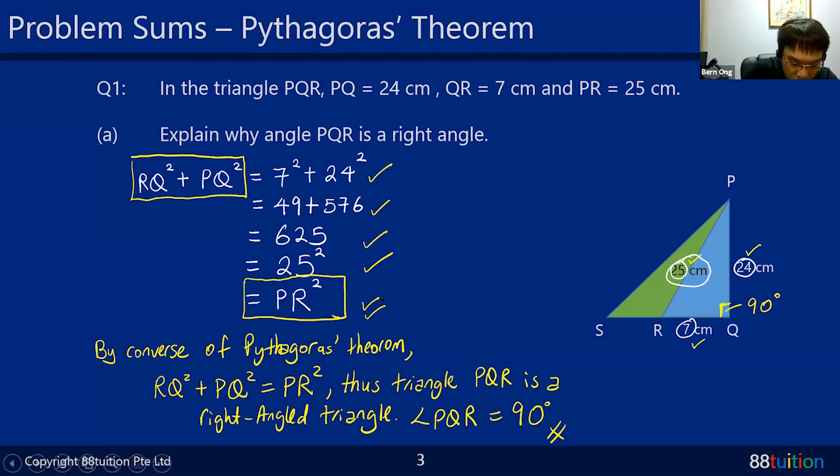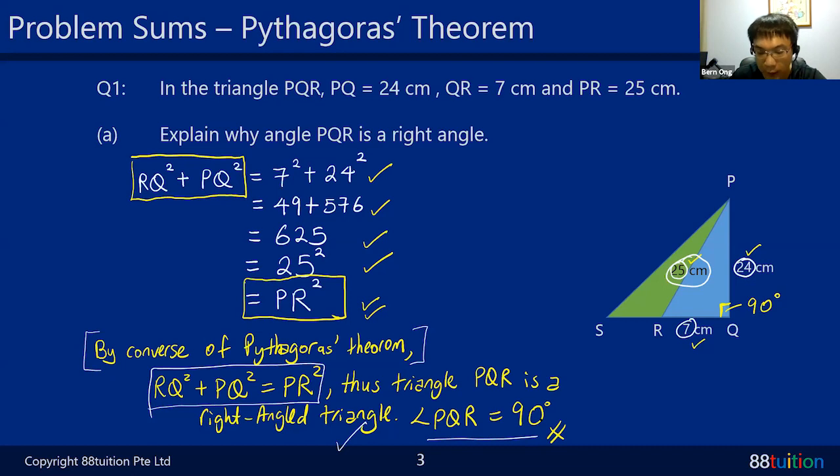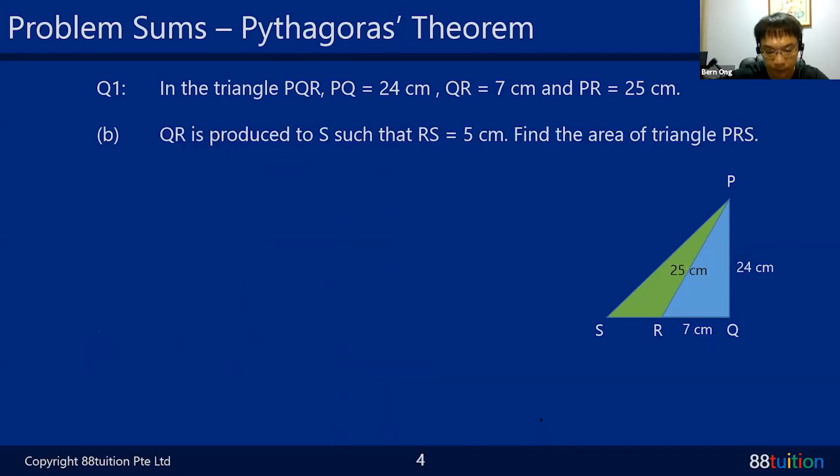And this statement you must write, please. This statement, by converse of Pythagoras theorem, means like the knowledge of Pythagoras theorem you have. All right, this portion makes it a right angle triangle, and therefore your angle PQR is 90. This is your explanation. Cool? With this knowledge, you have proven that it is a right angle triangle already. You can actually go on to the next question.